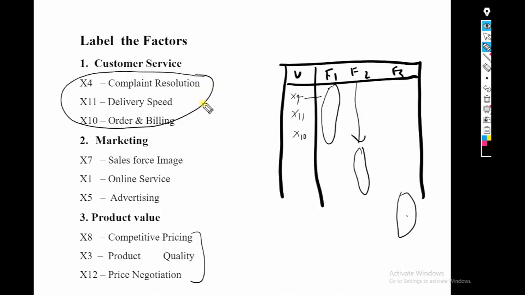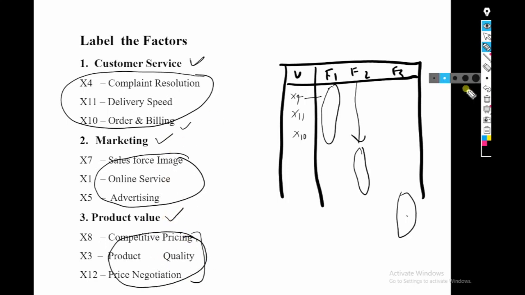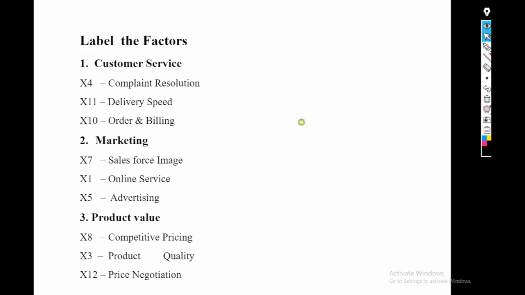When we club all three variables, then we give the name. It is the researcher's choice to give the name of the particular factor. Here there are three questions: complaint resolution, delivery speed, and order and billing. We can understand all three questions are telling about customer service. So we have summarized or labeled the factor. The next three questions are related to marketing, so we have given the name marketing, and these three questions are related to product value, so we have given the name product value. So this is the criteria to give the names of the factors.